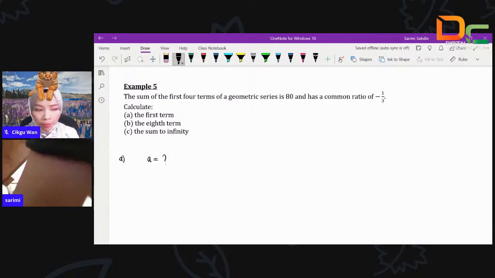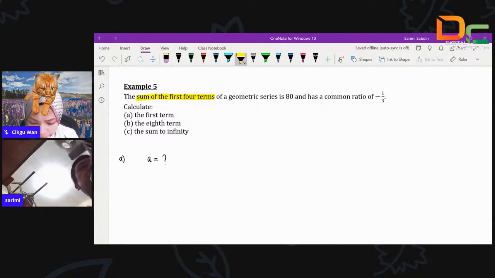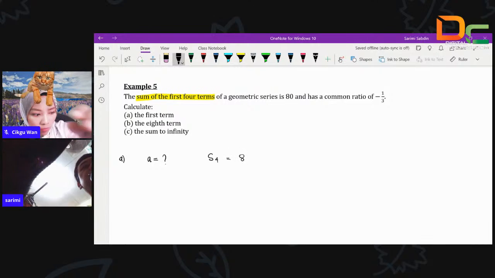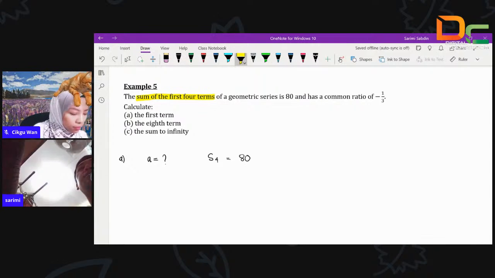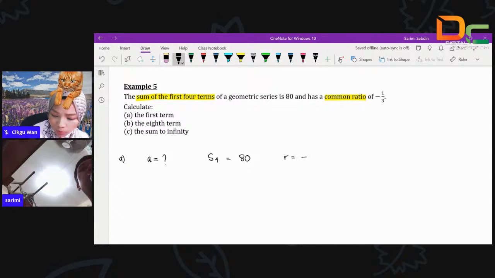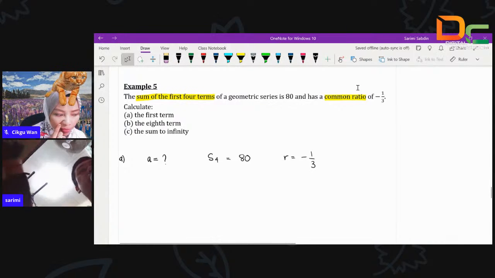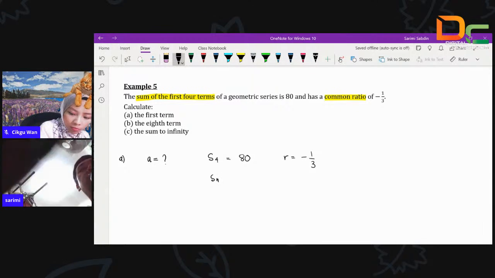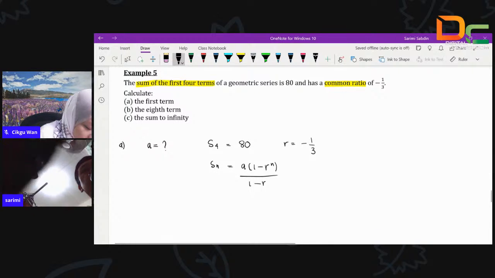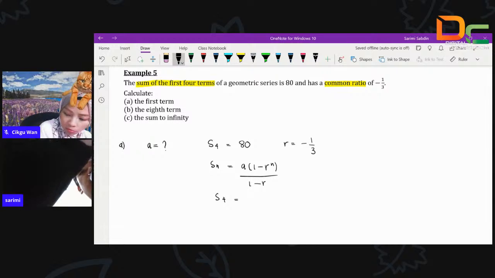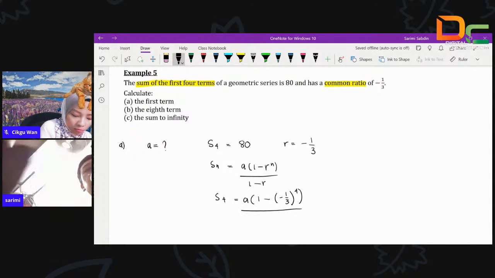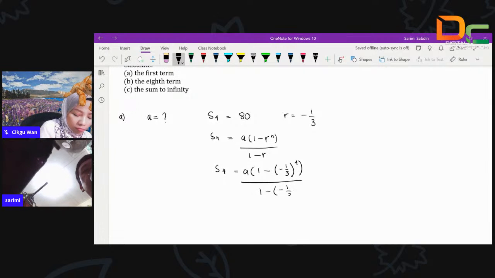Alright, so the information given to us is the sum of the first four terms, this is S4, of a geometric sequence is 80. And the common ratio, which is R, is negative 1 over 3. So to find A, that means we're going to use the formula for Sn. Since R is less than 1, Sn is A(1 minus R to the power of n) over 1 minus R. So we have the information about S4. So S4 is A(1 minus negative 1 over 3 to the power of 4) over 1 minus negative 1 over 3.